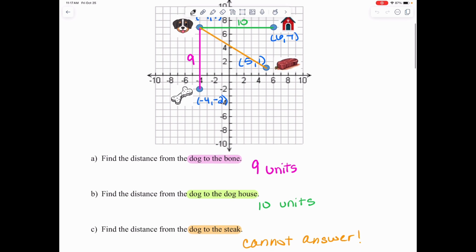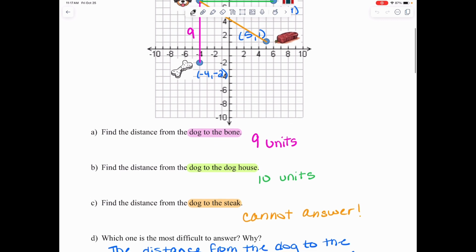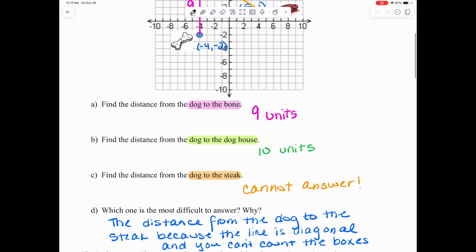For C, the distance from the dog to the steak, that I could not count, so I wrote I can't answer. I'm not really sure how long that is. The best I would do is make some sort of guess, which leads us to question D. Which one is the most difficult to answer and why? It's the distance from the dog to the steak.